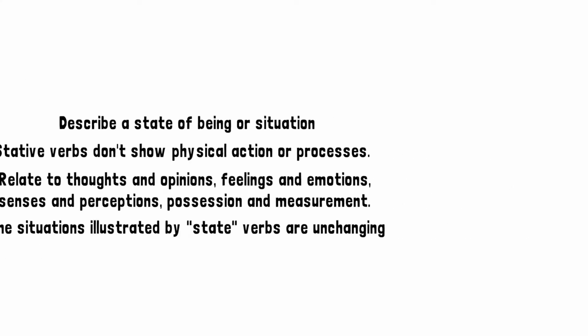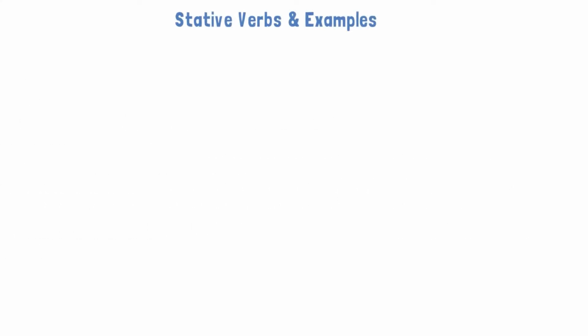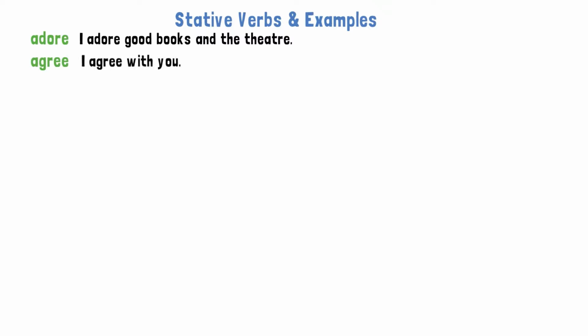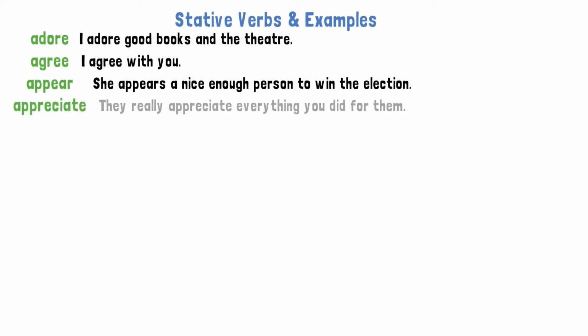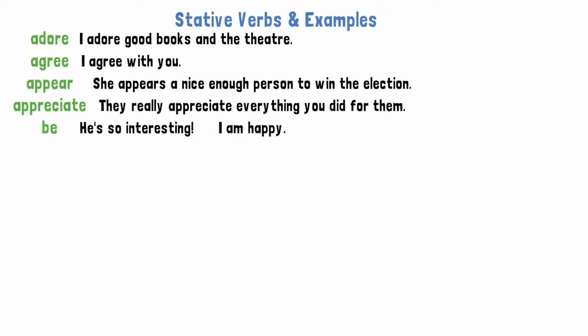Let's see the list of stative verbs. Adore. I adore good books and the theater. Agree. I agree with you. Appear. She appears a nice enough person to win the election. Appreciate. They really appreciate everything you did for them. Be. He's so interesting. I am happy.